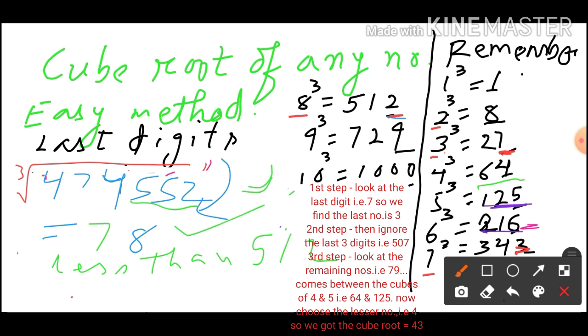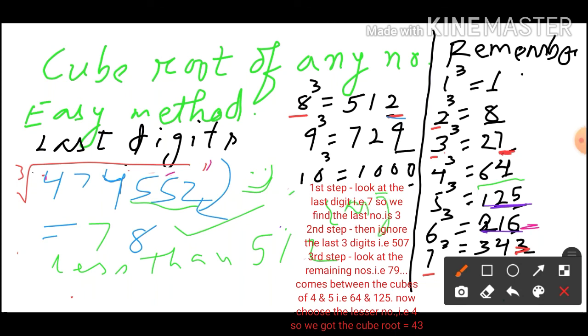Easy. You have to practice it a little. If you practice, and if you learn by heart these cubes from 1 to 10, then you can find it within seconds. Just look at the side numbers and find out the number.